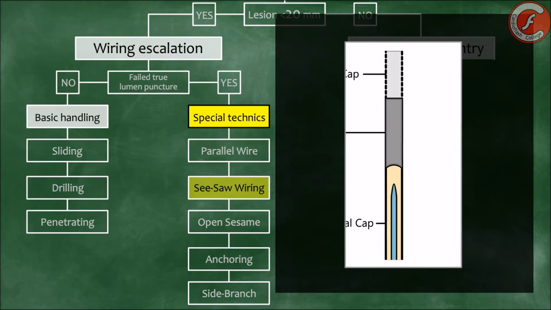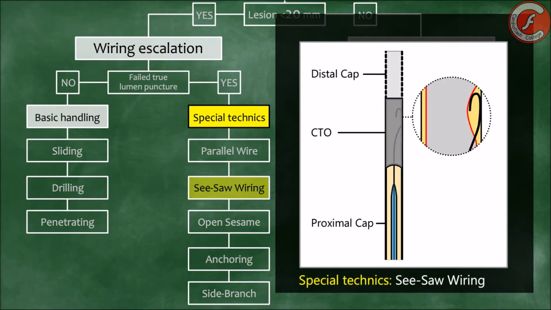The seesaw wiring technique. This is a variation of the previous technique, but as a difference, the microcatheter is not changed. Rather, the first one is abandoned along with its guide wire, and a second microcatheter is introduced with a second guide wire.